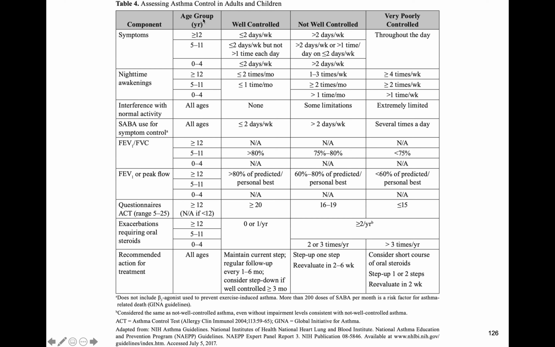This is assessing asthma control in adults and children. So this is a patient who is already on treatment, not your first go-around, who you've given treatment, and based on these kind of points, and the ACT is a questionnaire. Based on these categories, you can determine, okay, is the treatment working? Do I need to step up? What do I need to do? So this kind of helps guide that.